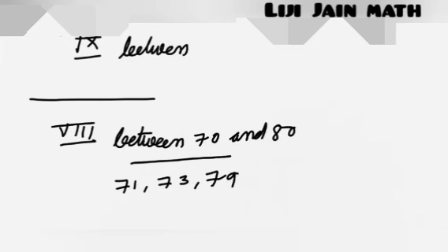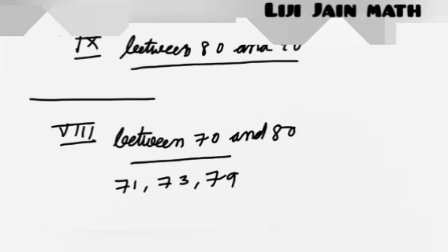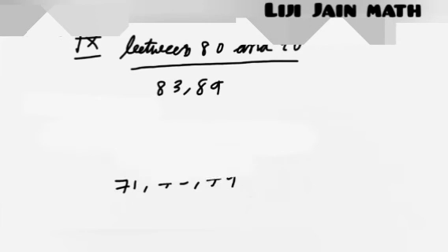Here we are going to find out the prime numbers between 80 and 90. 83 and 89. 83 and 89 are the prime numbers between 80 and 90. And finally, we have come to the end of this session.